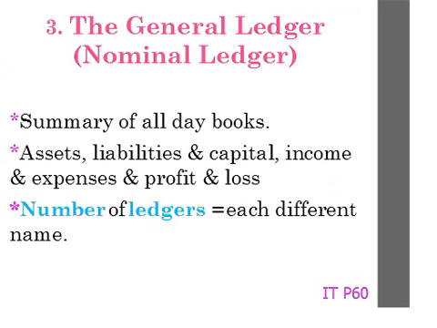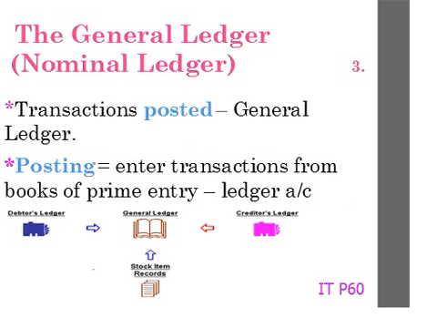3. The general ledger is also known as a nominal ledger. It contains a summary of all day books, and all the details of assets, liabilities and capital, income and expenses, and therefore profit and loss, of the business. It consists of a large number of ledger accounts, each account with a different purpose and a different name. Transactions are posted to the general ledger from the books of prime entry. Posting means entering transactions from the books of prime entry into the ledger accounts in the general ledger.